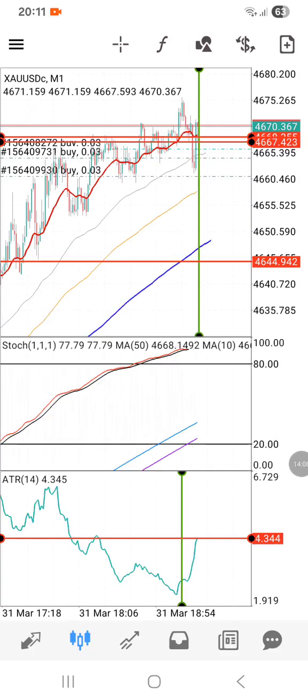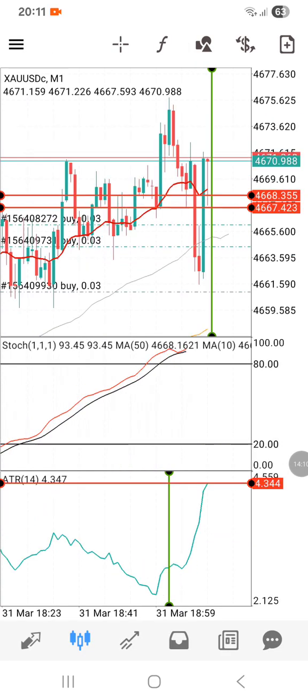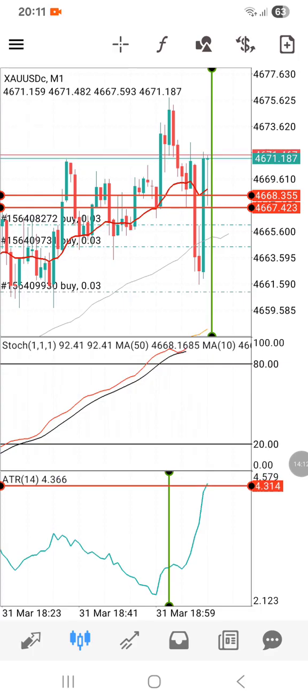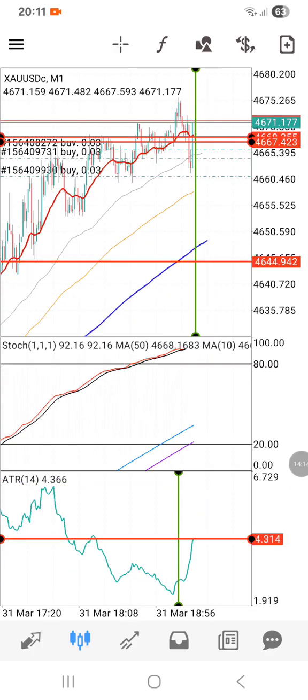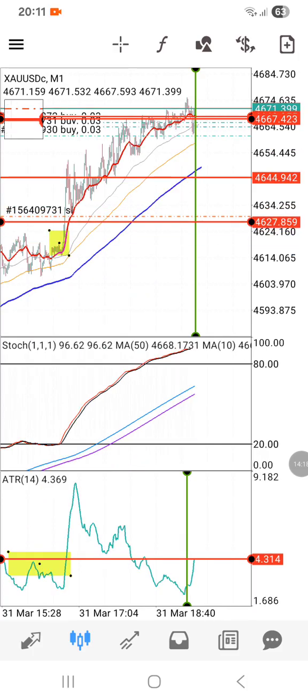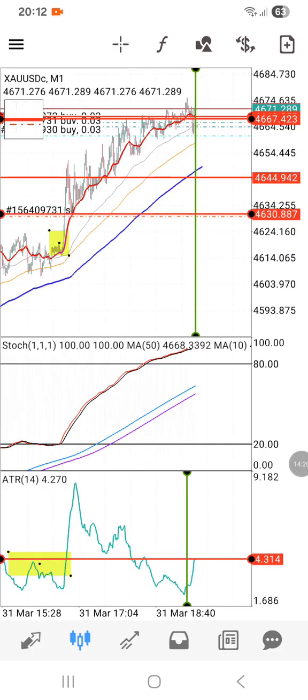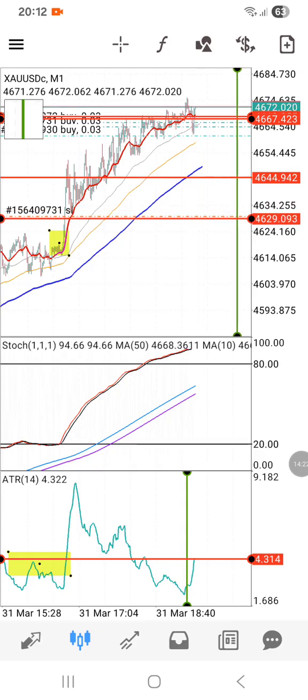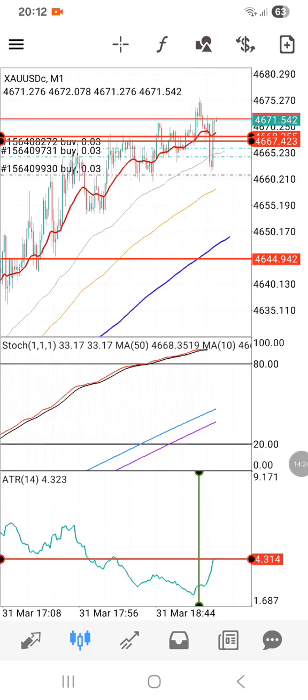All right, so that's that for the video. Price will range before either going upwards or dropping downward, but I have my stop loss here to protect my trading account. See you in the next video.